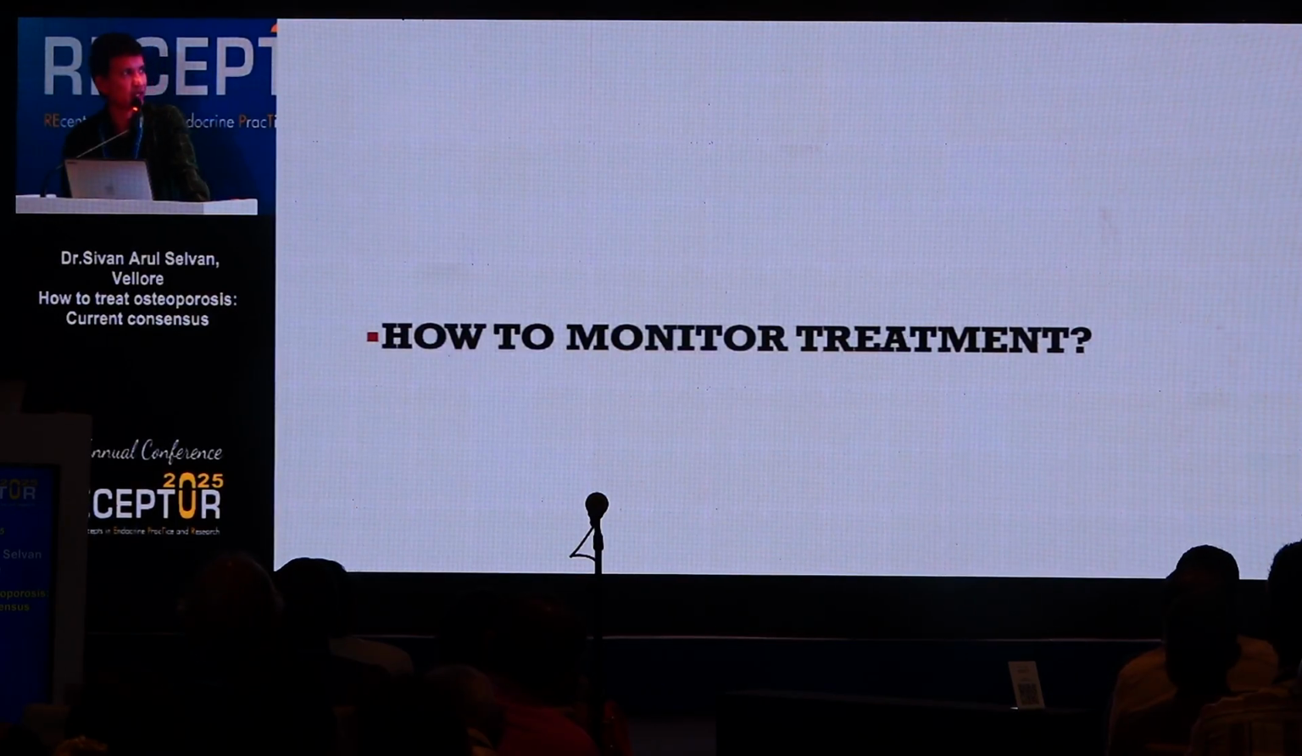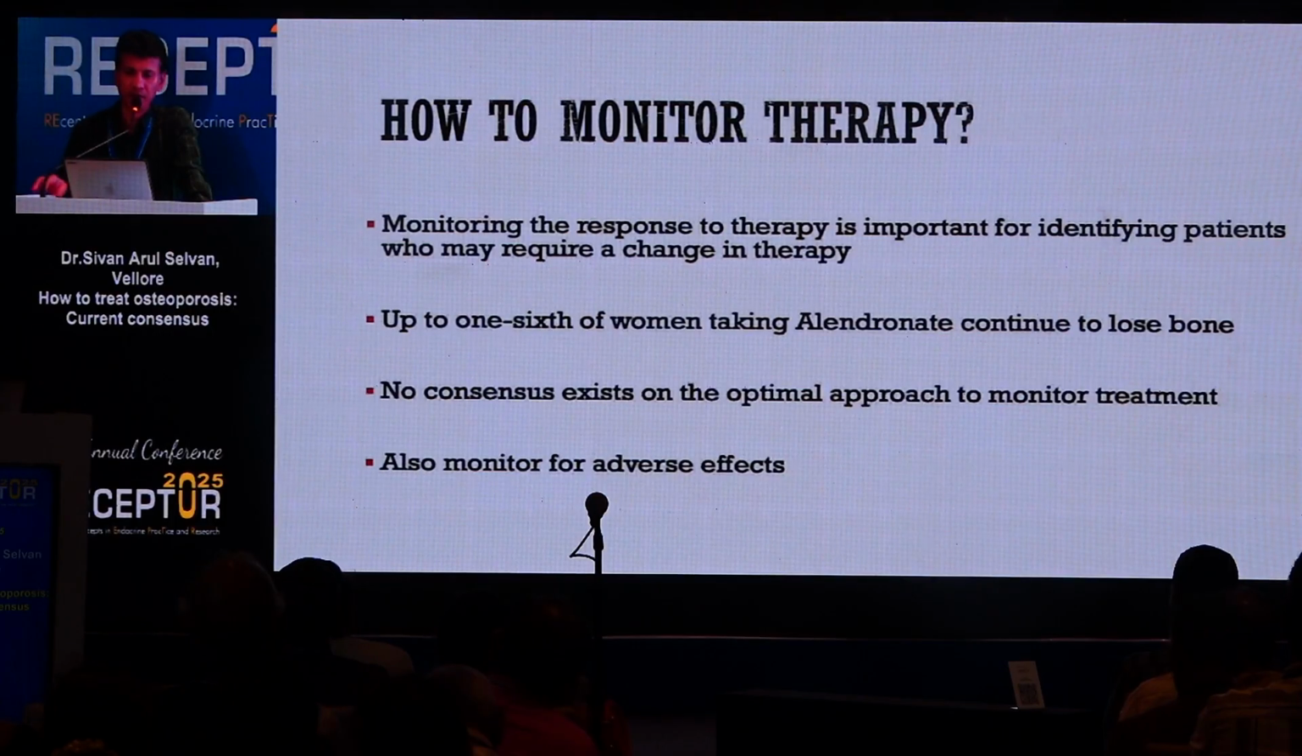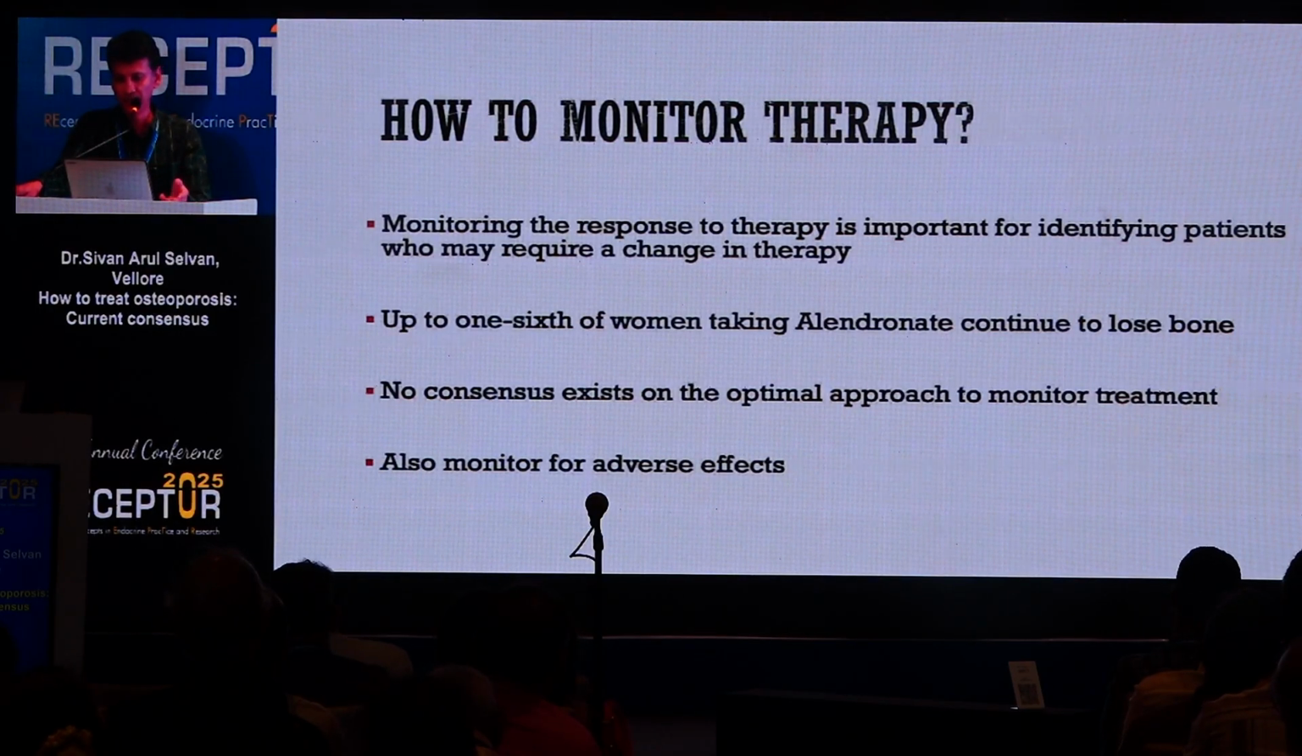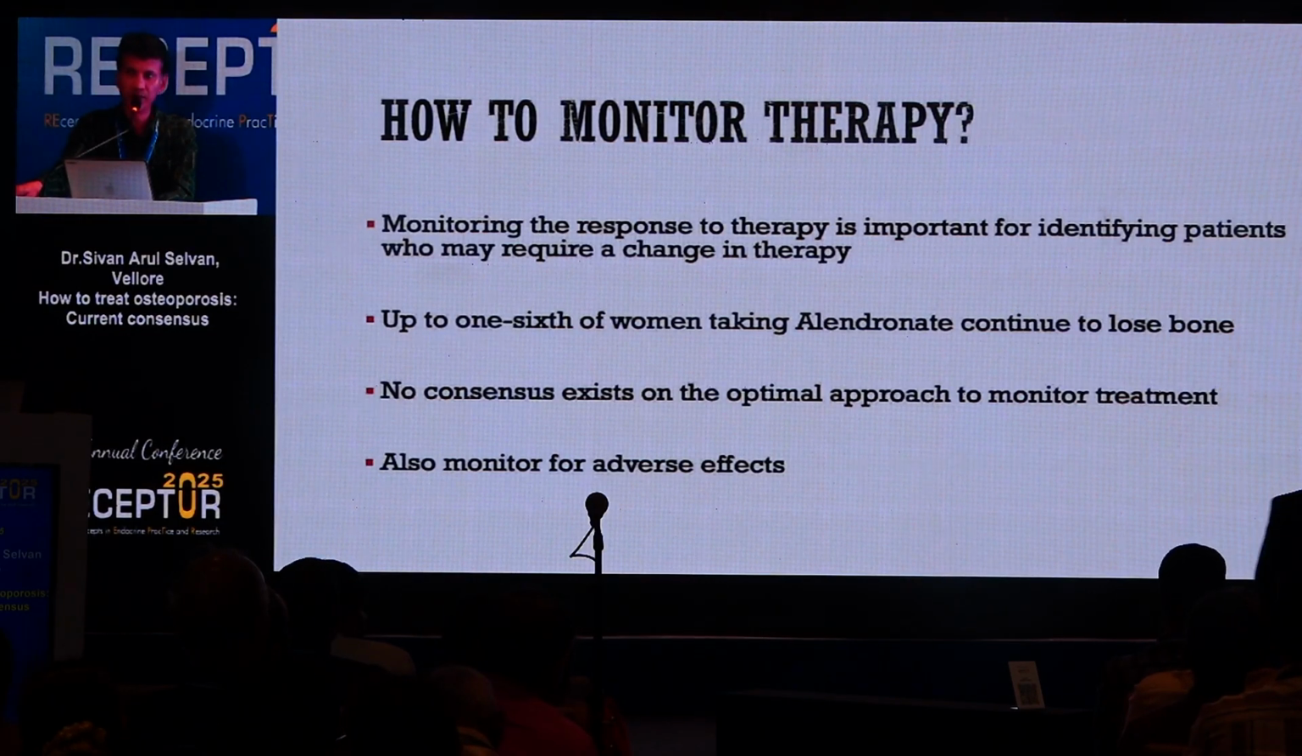So we have started treatment with one of the agents. How do we monitor the efficacy? Monitoring response is important because all the patients are not going to respond uniformly to the treatment. Up to 1/6 of the patients taking alendronate may not respond. They can continue to lose bone. So you should know when the patient is responding and when the patient is not responding. Again, there is no universal consensus on how to monitor, but there are general guidelines, and also monitor for adverse effects.